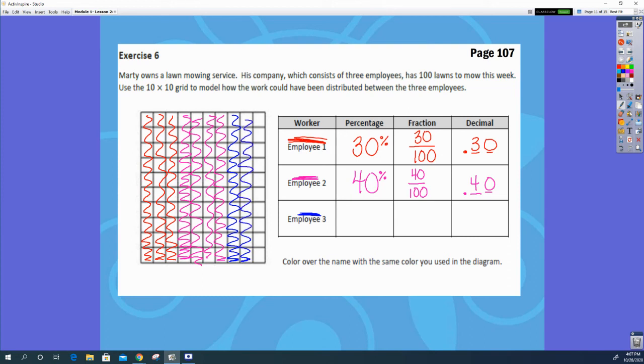So for the most part, they got a pretty fair, even amount of what they have to mow for the lawns. Tenths, hundredths, that's 30 hundredths. So you may not have done the same percentages that I do, but you need to make sure that all of your percentages would add up to the 100%.